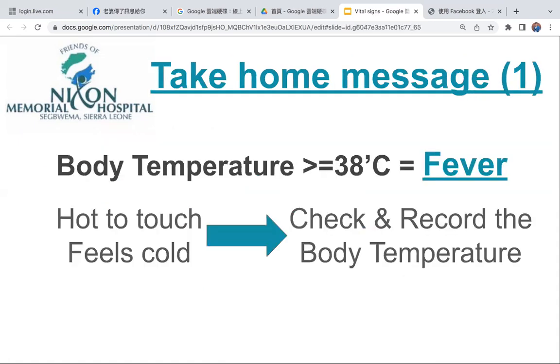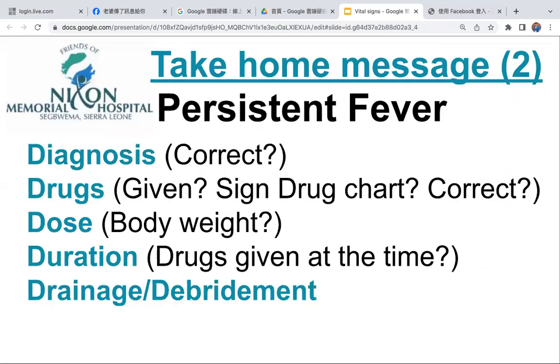So these are all the take-home messages. We need to check body temperature when the patient feels hot to touch. Then we need to consider the causes of persistent fever. Is the diagnosis correct? Are the drugs given? Is the dose correct by the body weight? Was it given at the right time? Is it the correct duration? And do we need to consider drainage or debridement for an abscess?